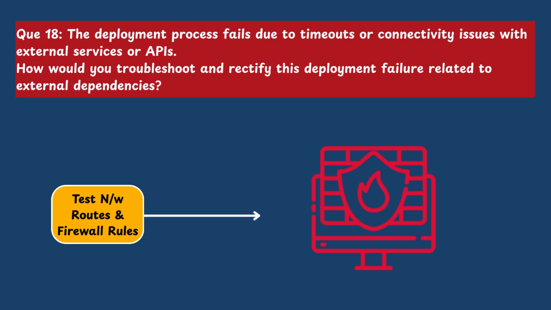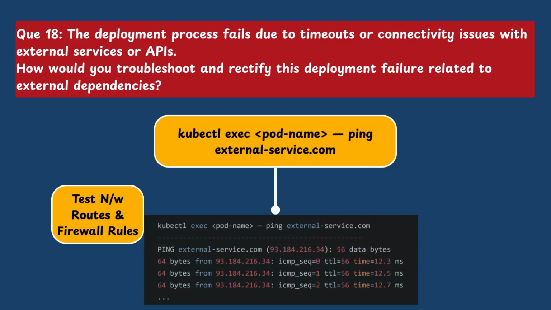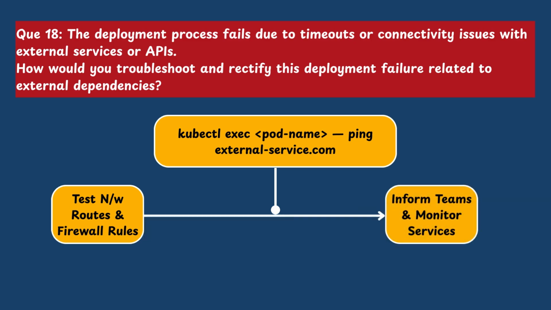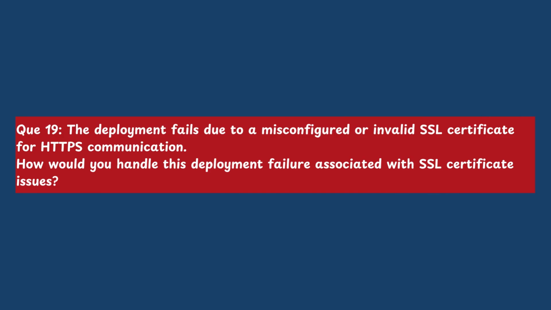I would check if the cluster can reach the external services by testing network routes and firewall rules, for example kubectl exec pod-name -- ping externalservice.com. If those services are down or unreachable, I would inform the right teams and suggest adding retries or fallback options in the application. I would also keep an eye on their status and performance to catch issues early in the future. Moving on to the next, here's one with certificate issues.